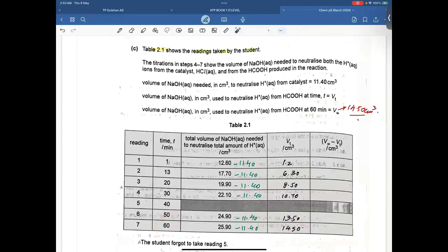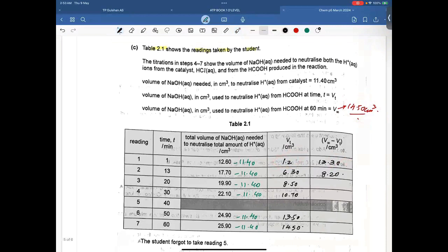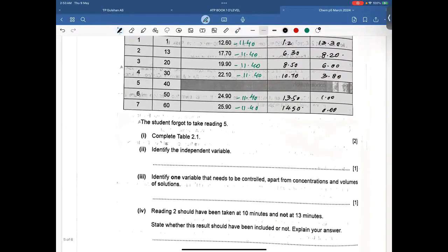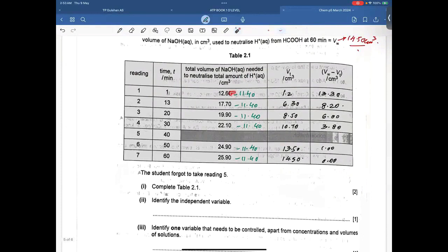All right. So I need to subtract these two values in order to get this answer. So 14.5 minus 1.2 is going to be 13.30. 14.50 minus 6.30 is 8.20. Then 6.00. Then 3.80. 1.00, and obviously this is 0.00. Since the examiner is using two decimal places, I think I need to give the answer up to two decimal places. 1.20 would be the right answer.